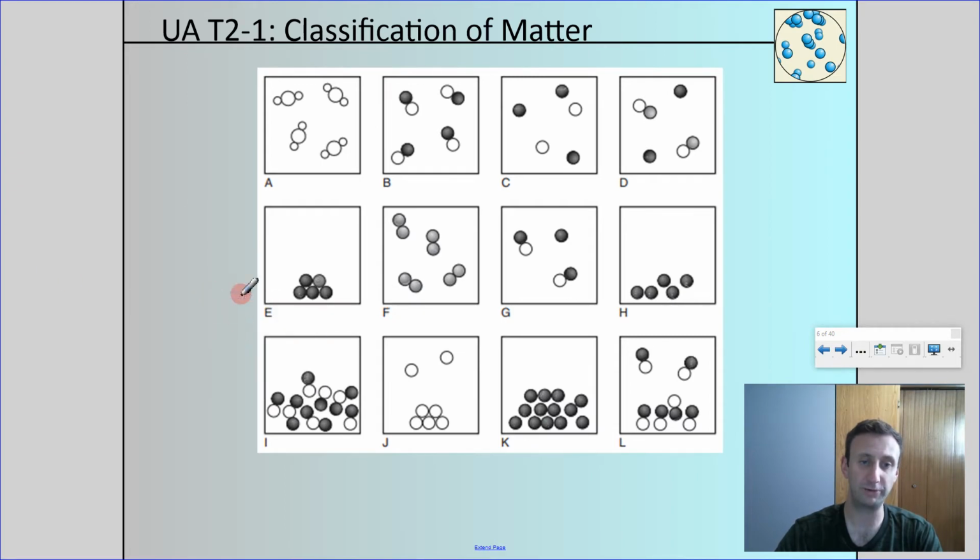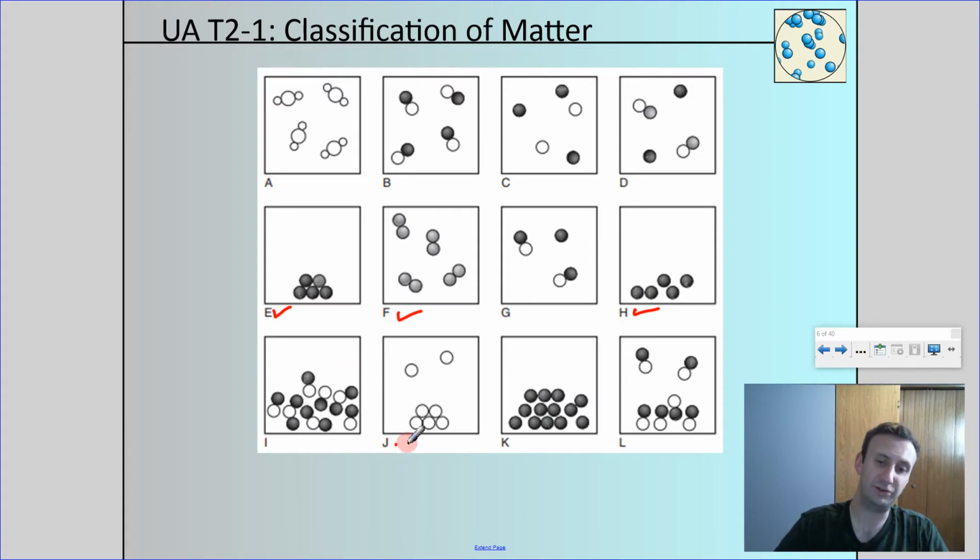So if I were to take a look at this diagram here and try to figure out which ones are elements, the question here is, of all of these samples, in which one are all the atoms the same? For example, in E, every single one of these is the exact same. The same thing with F. Every single one of these atoms is the same. So this would be an element. H would also be an element. If you take a look at the last row, which two of these would be samples that are elements?